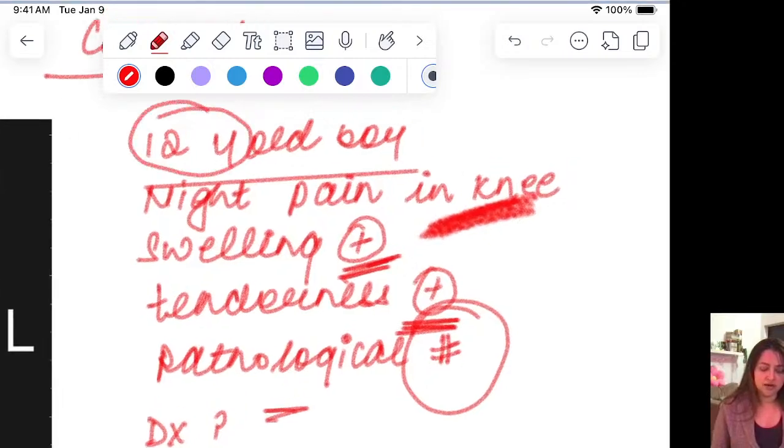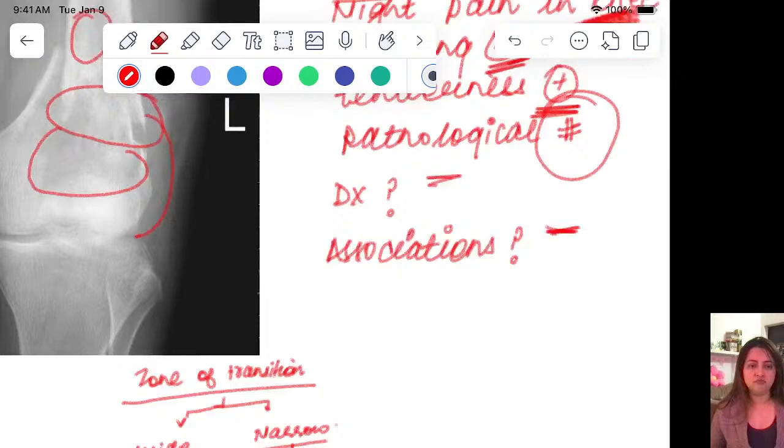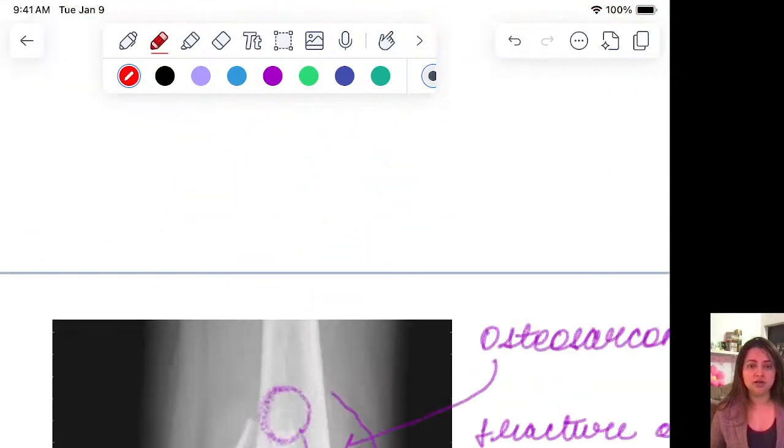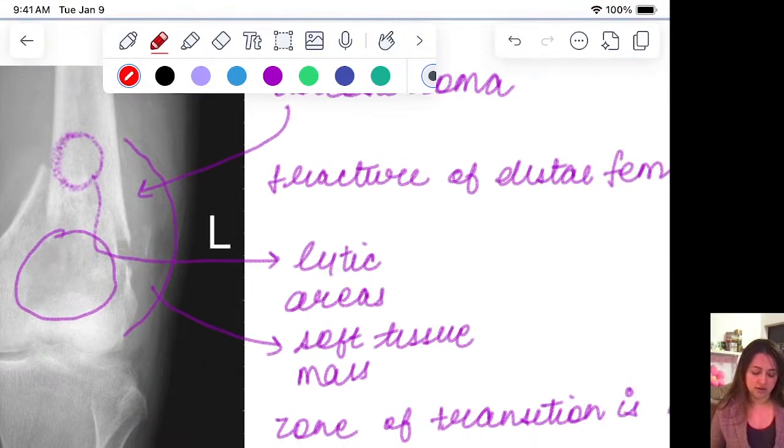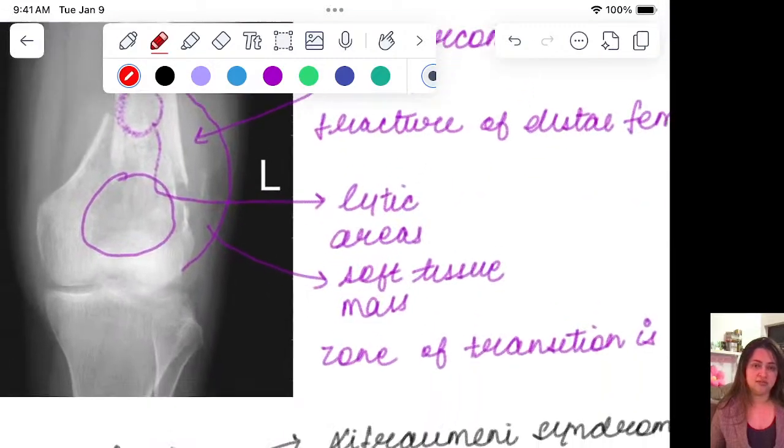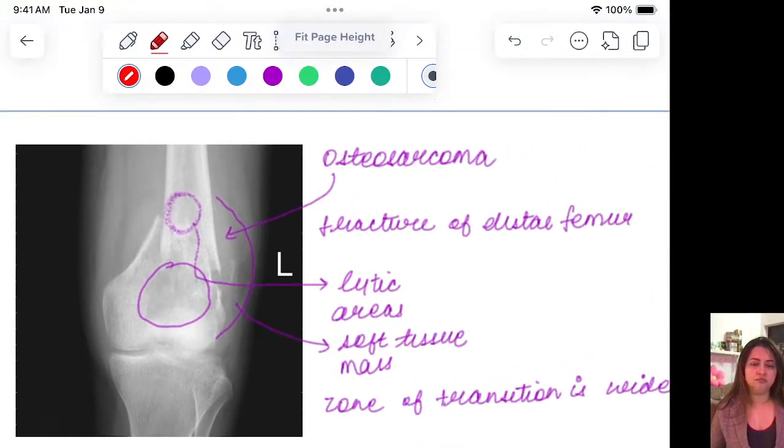Looking at the age group, 12 साल का patient है. Pain in the knee, swelling, tenderness, pathological fracture involving the metaphyses, and along with that, it's going to have a wide zone of transition, pathological fractures, right? So this is a case of osteosarcoma. Remember this, okay? So this is nothing but the same thing that I've explained to you right now. So this is a case of osteosarcoma.